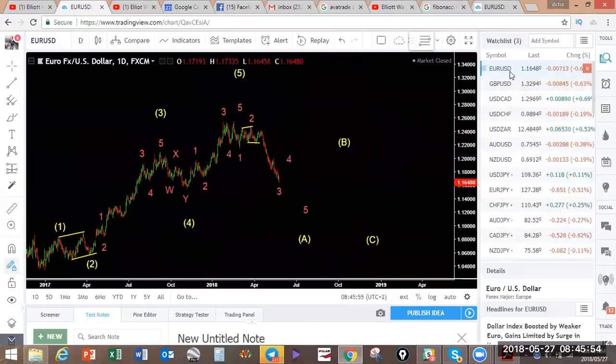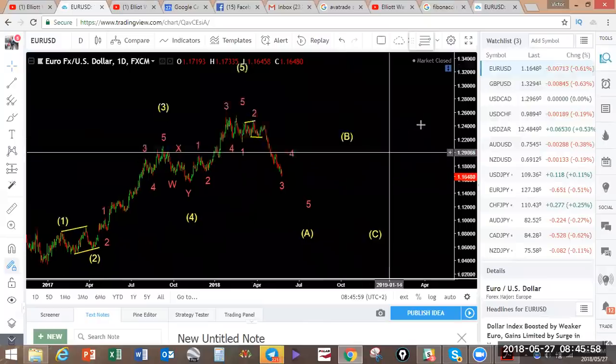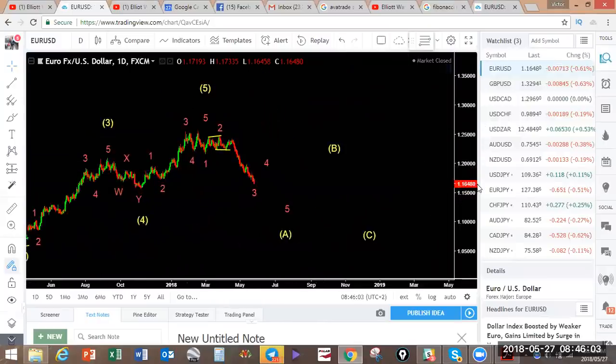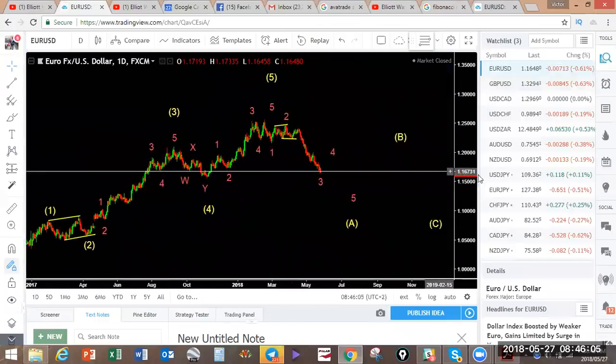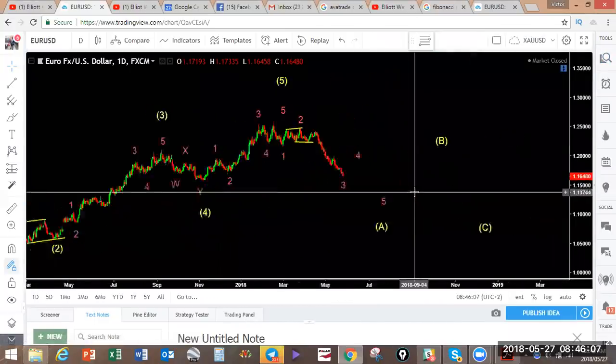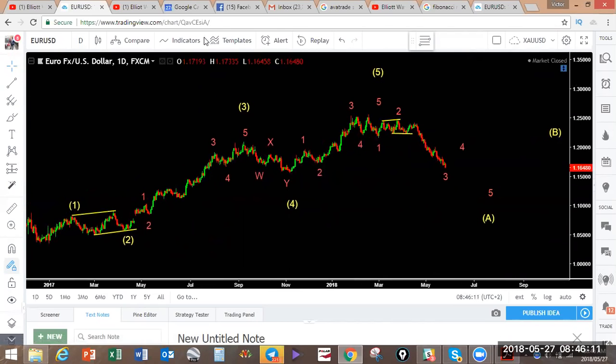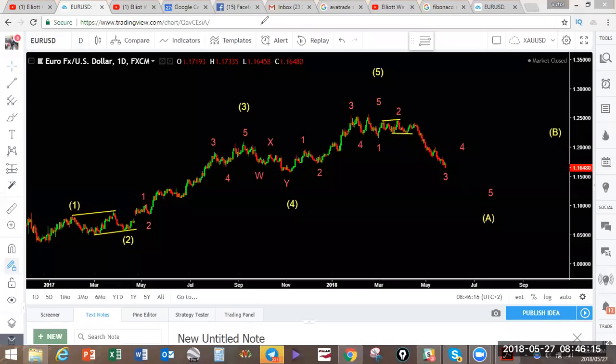So let's look at the Euro US dollar. So we've got the Euro US dollar chart here. So this is the daily on the Euro US dollar. Let's make this a bit bigger. And that is that impulsive move that I've shown you. That is 1, 2, let's do it in yellow. That is 1. You've got a correction there.